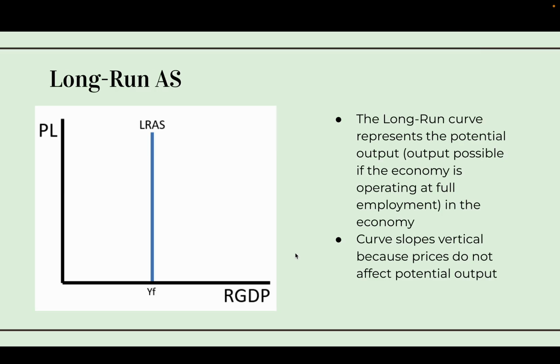So long run aggregate supply, as we can see here, the curve is a vertical curve. And basically what this supply curve is representing is the potential output in the economy, which is the output possible if the economy is operating at full employment. This curve is vertical because potential output is not dependent on price. So no matter what the price is, potential output is going to stay the same. So that's why this curve is a completely vertical line and does not change with price at all.